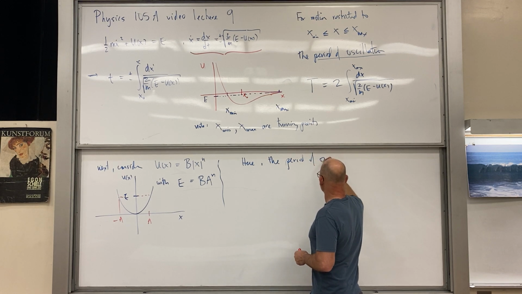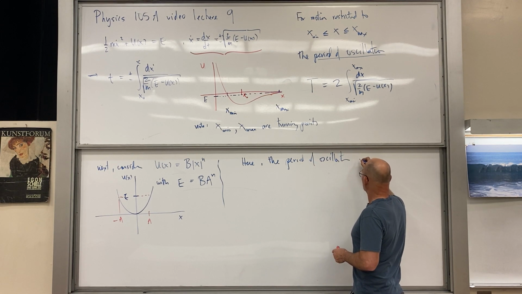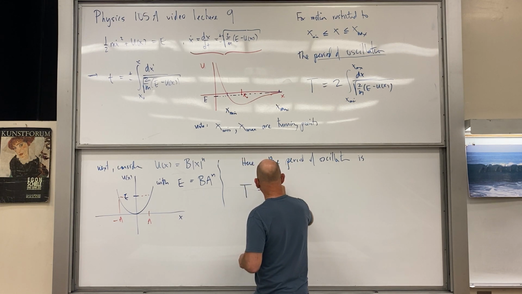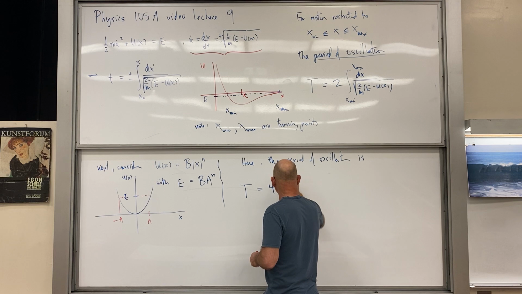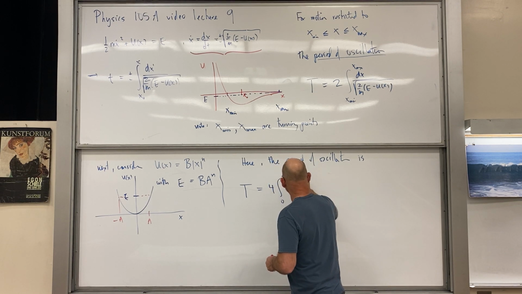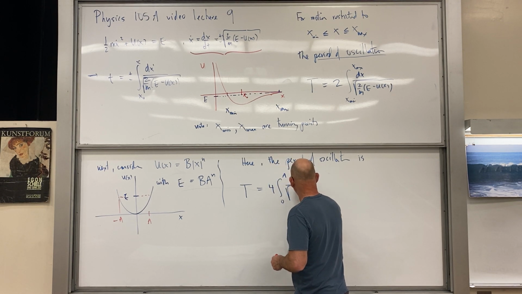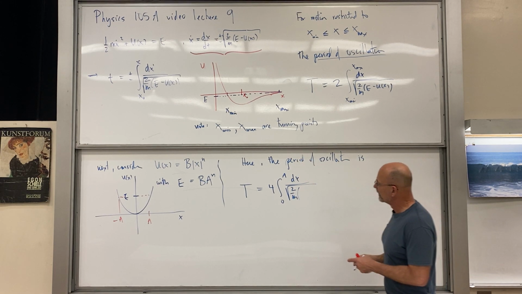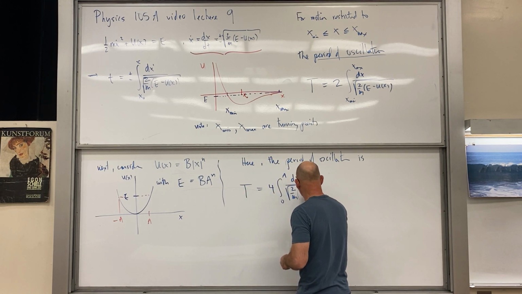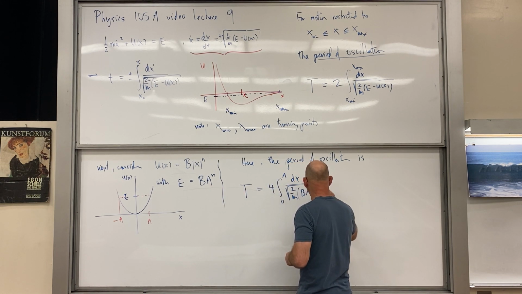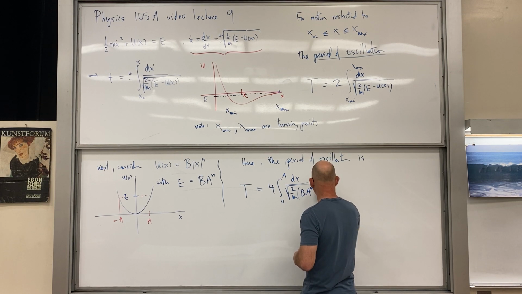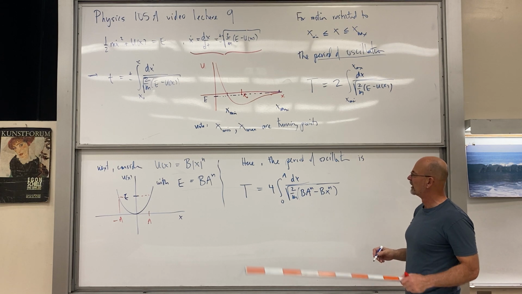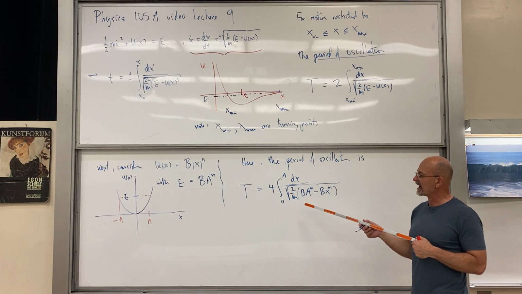the period of oscillation is t equals 4, 0 to a dx root 2 over m. And what are we going to write? B times a to the n minus b times x to the n. We got rid of the absolute value because we're just restricted to the positive axis.